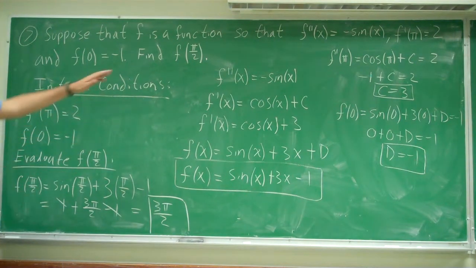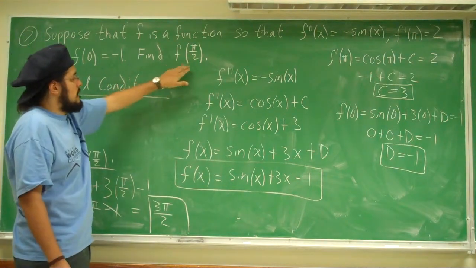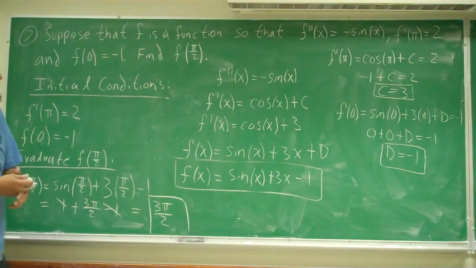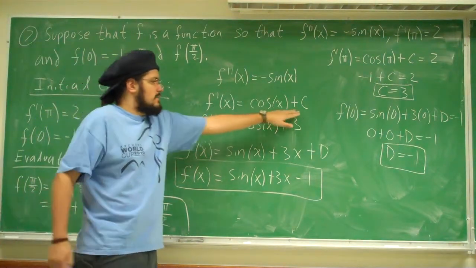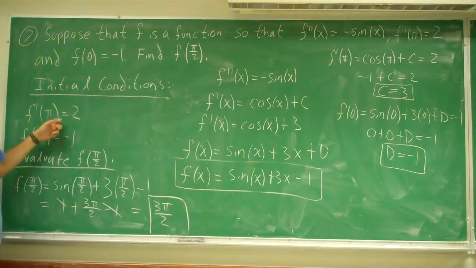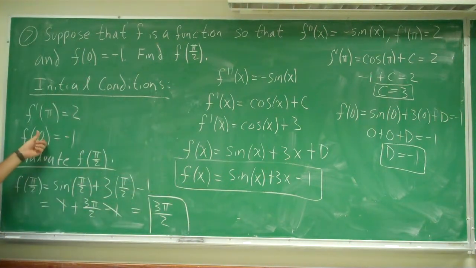So again, if they give us the second derivative and they want us to find f of pi over 2 and they give us some initial conditions, apply the antiderivative, and remember that every time you apply the antiderivative you're going to get a constant c. With that constant c and this initial condition, you can find c. Again, the same thing with d. You'll be able to find d with this initial condition. Once you have your function, just plug in and evaluate.